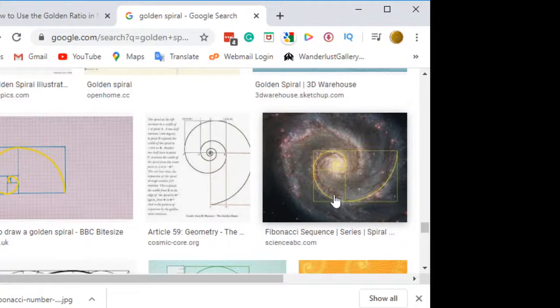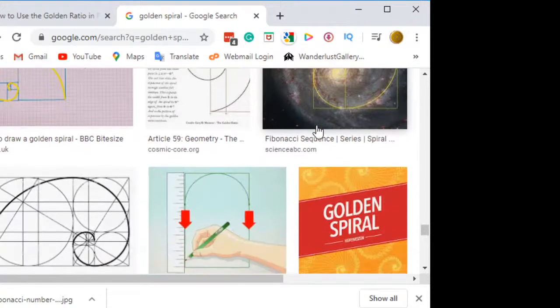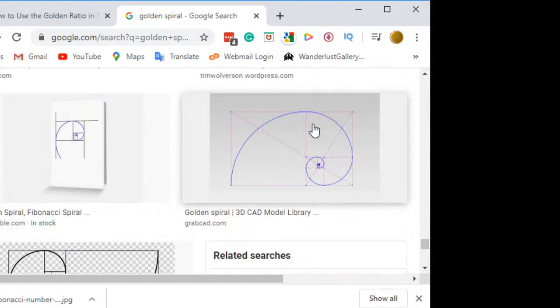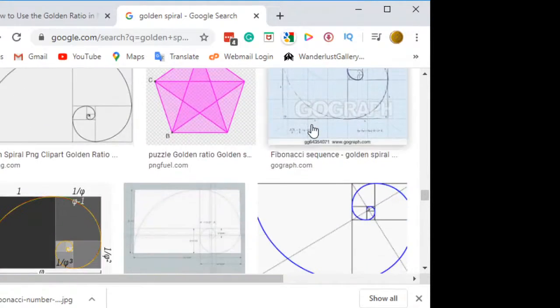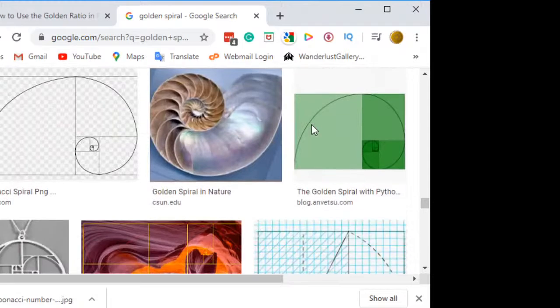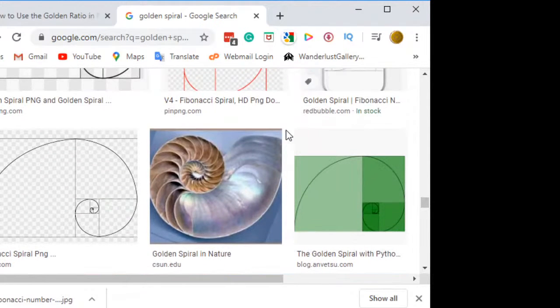Galaxies represent these same kind of spirals. Almost any spiral that you see in nature. The classic example, and I don't know why I don't see one here, is a nautilus shell. There it is, okay? This is the one everybody drags out. This is a nautilus, or a nautilus shell, okay?